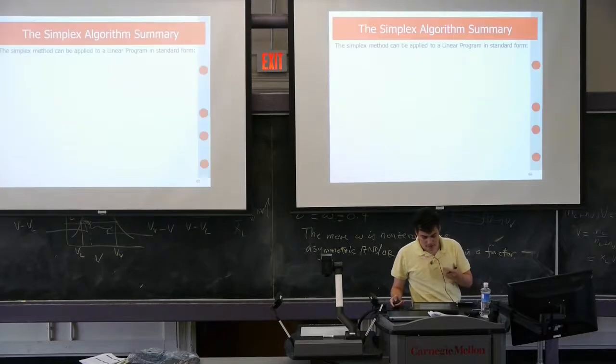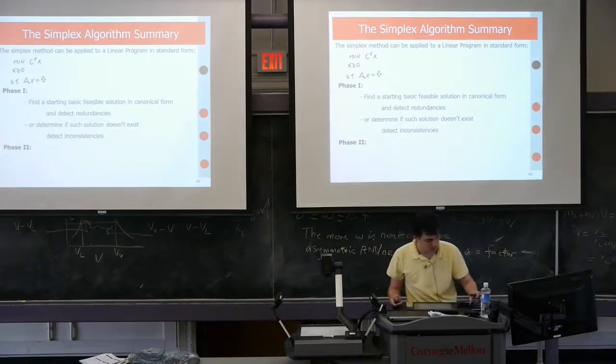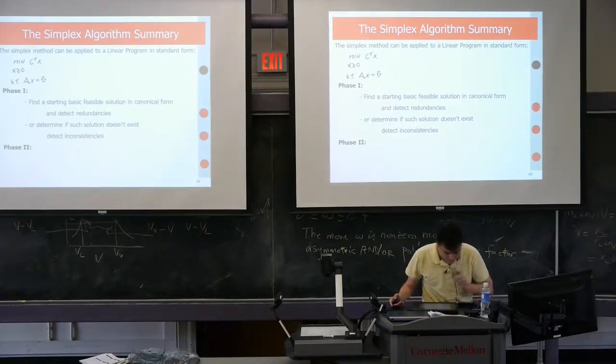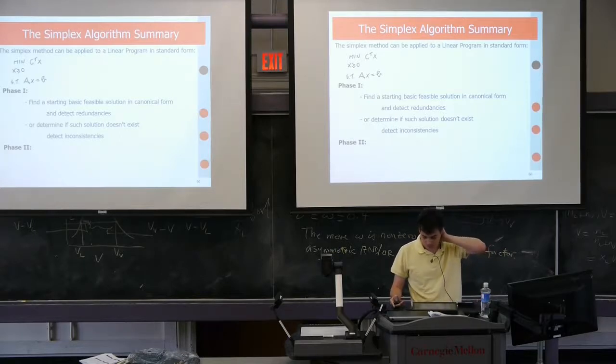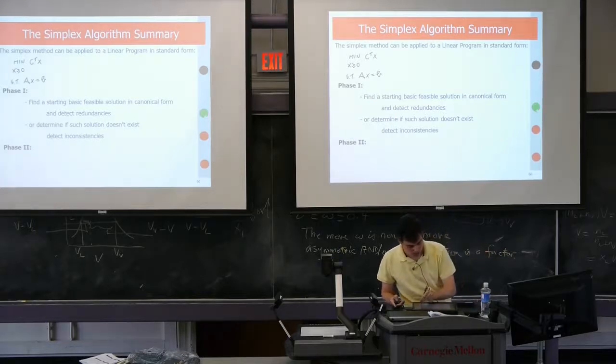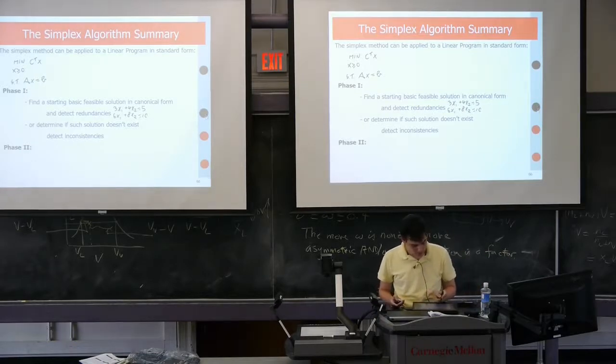Okay, and finally, this is the full simplex algorithm. So we want to solve this problem: minimize c transpose x, x is non-negative, such that Ax is b. And I have 2 more minutes. In phase 1, we have to find a starting basic feasible solution in canonical form.